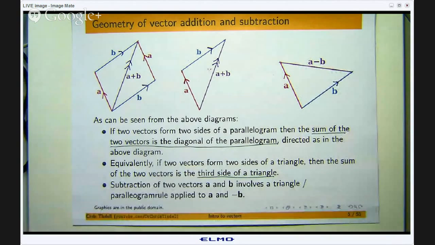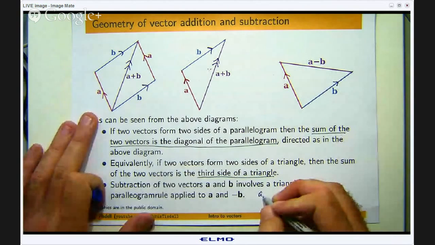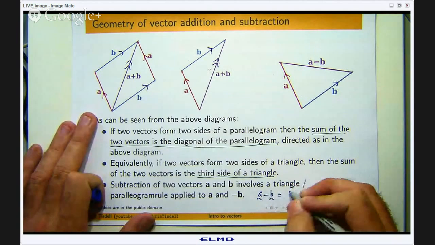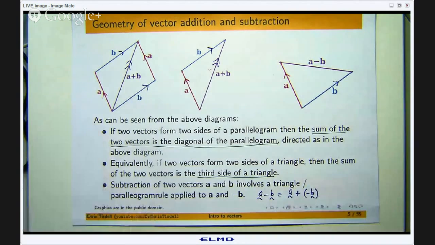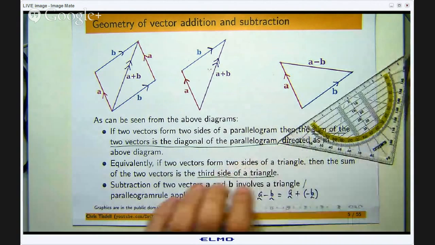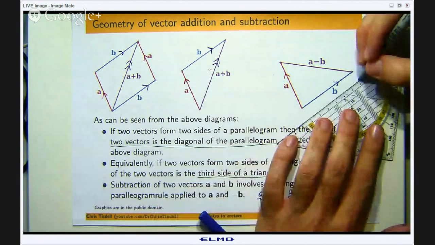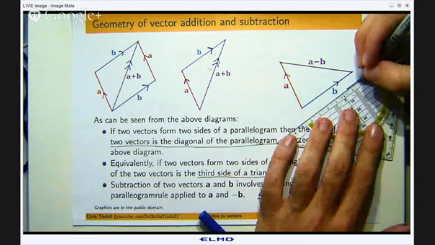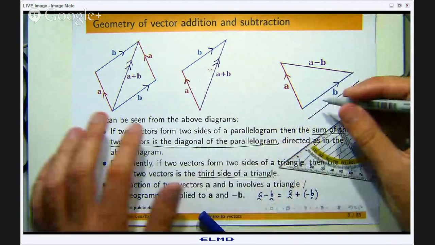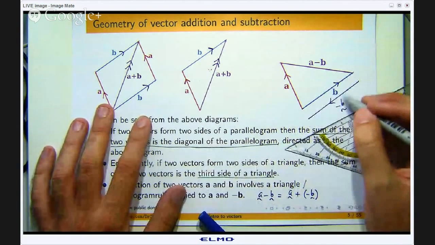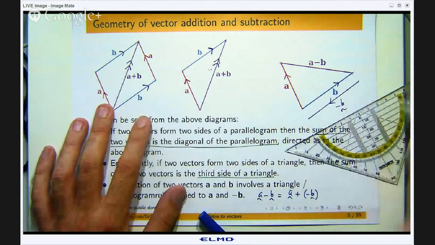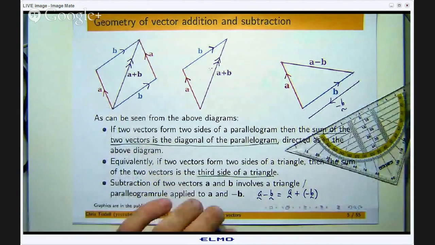Well, basically subtraction is just addition applied to the negative of a vector. So what's the negative of a vector? Well, it's just the same vector but with the direction reversed. So if I draw in this line segment that's parallel to this vector, here is negative b. So that's vector b there. This vector here is negative b.